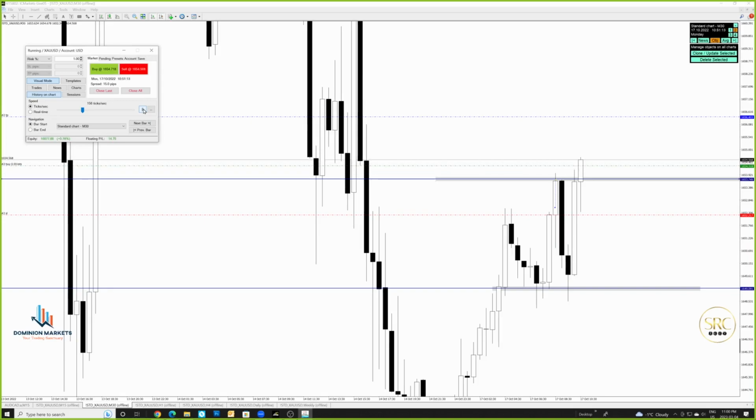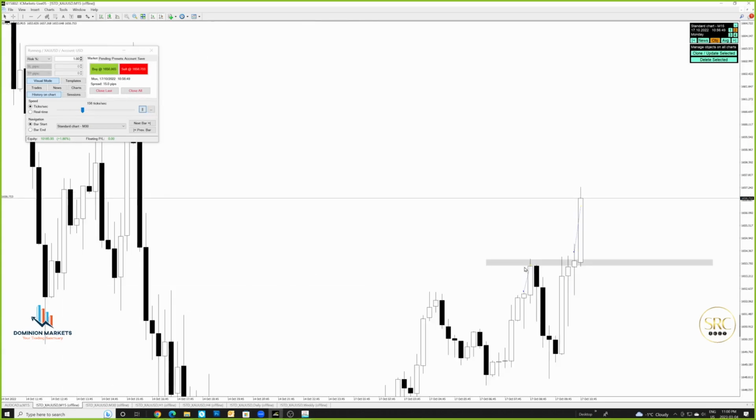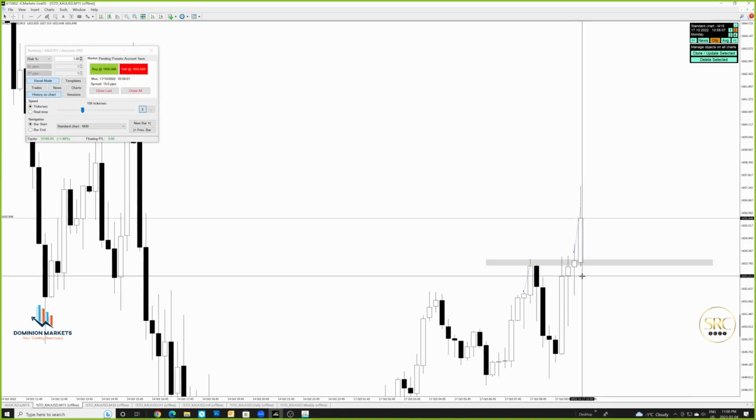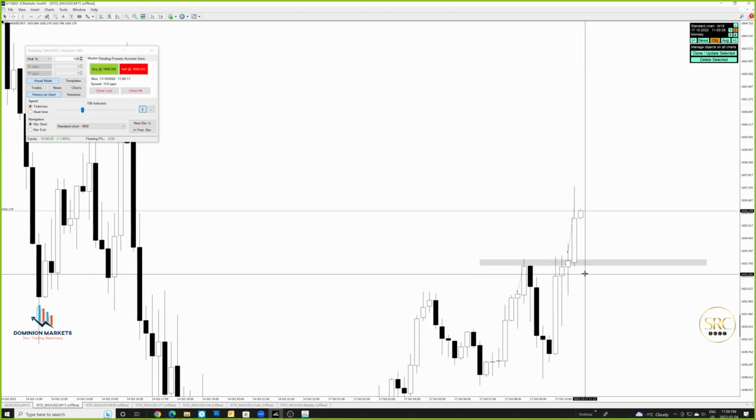So we just gotta count on this. Whoa, nice. Very nice. Surge of volume came in. But if this candle would have come back down and closed bearish, then we would have closed about, let's say, 50%.